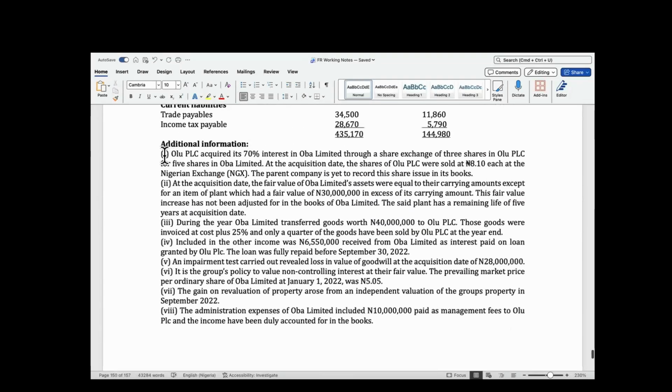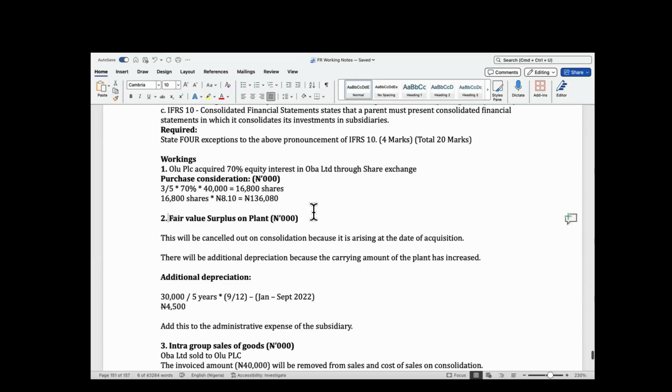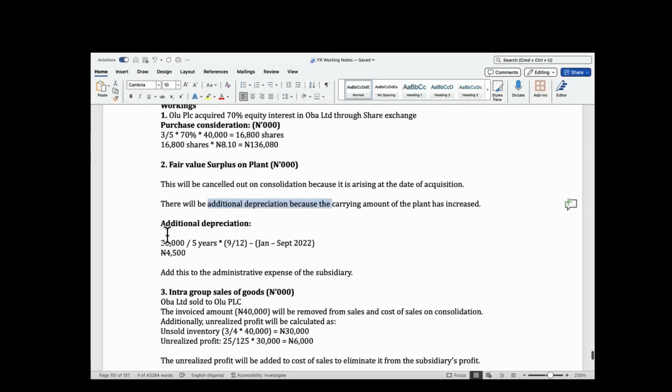That's the first note. The second one is the fair value surplus that I told you is a pre-acquisition surplus. This one is to be cancelled out on consolidation, and we need to calculate additional depreciation, which is 30,000 divided by 5 years times 9/12, and that's 4.5. Okay, so we're going to add this to the administrative expense of the subsidiary. That's that.